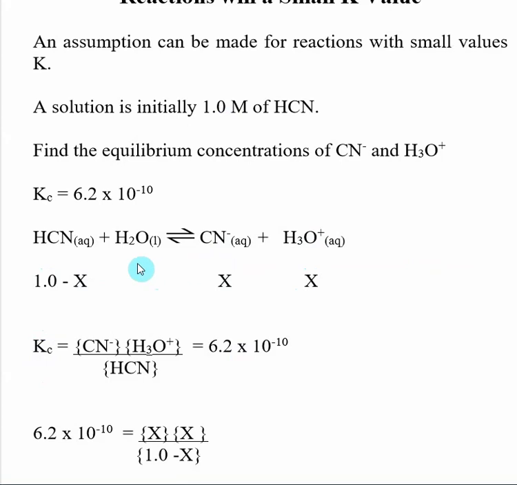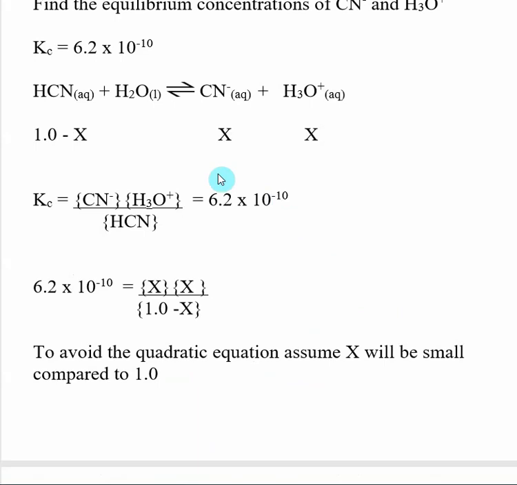So products divided by reactants, and remember, water, because it's a liquid, does not show up in my equilibrium expression. So I know my equilibrium expression is going to be equal to my equilibrium constant, and then I take this idea and plug it into my equilibrium expression. So at equilibrium, my concentration of CN minus and concentration of H3O plus are going to be equal to X, and my concentration of HCN is going to be 1.0 minus X.